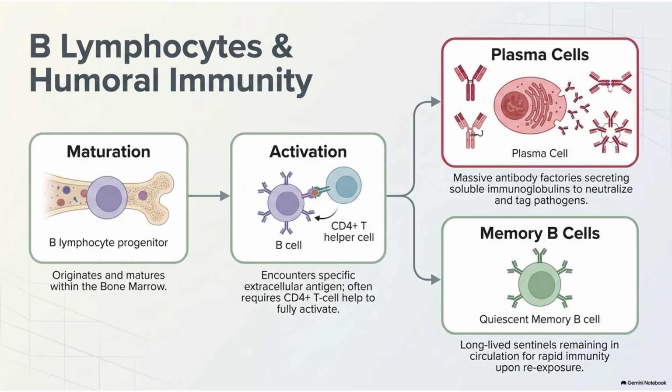B lymphocytes develop and mature in the bone marrow, and each naive B cell displays membrane-bound immunoglobulin that functions as B cell receptors, or BCRs. One of the most important distinctions between B cells and T cells is how they recognize an antigen. A B cell receptor can bind directly to an appropriate antigen in its native form. The antigen doesn't necessarily have to be presented to the B cell on an MHC molecule first.